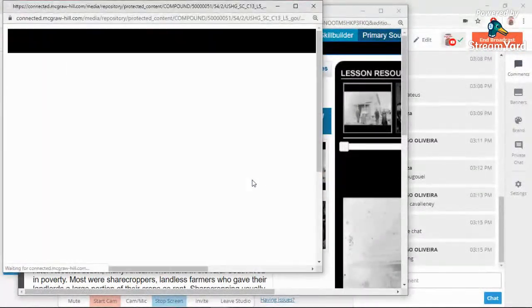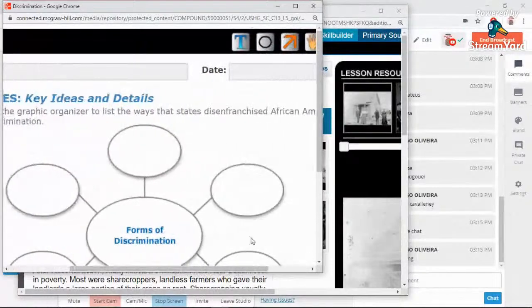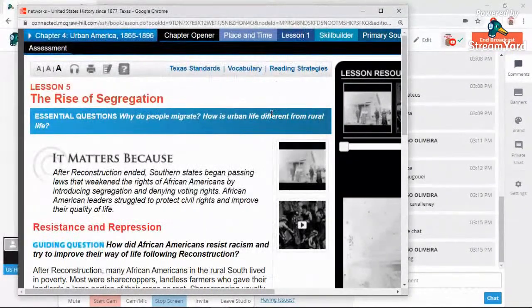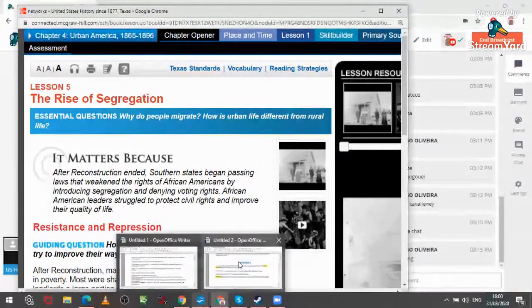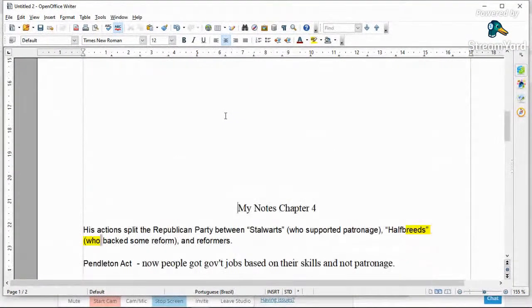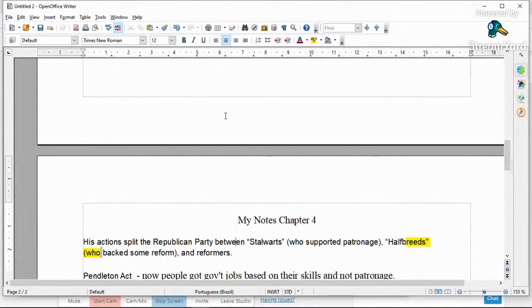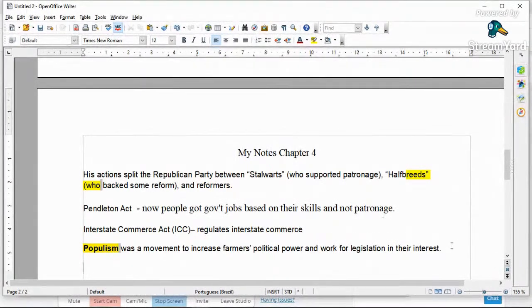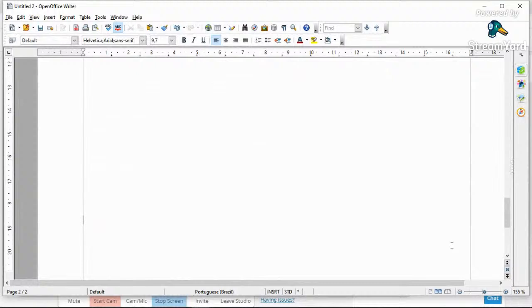What do they want here? Forms of discrimination. So guys, you can do that. I think it's more work. It's up to you. I think it's smarter to write your own notes. How long should your notes be? I would write a page. So if you go here, I would have at least a page of notes. At least, minimum, okay? In your notebook, maybe 2 pages. But it's up to you.